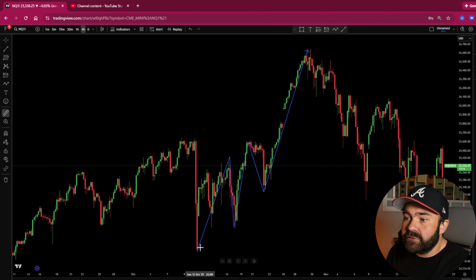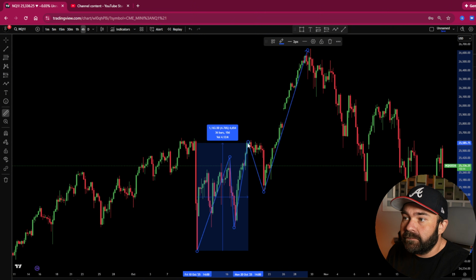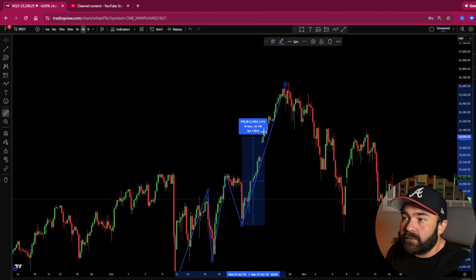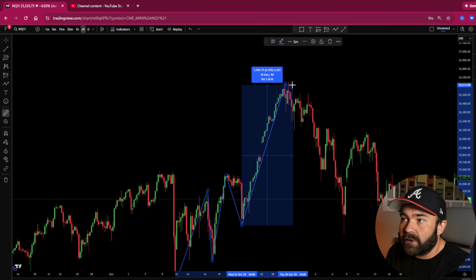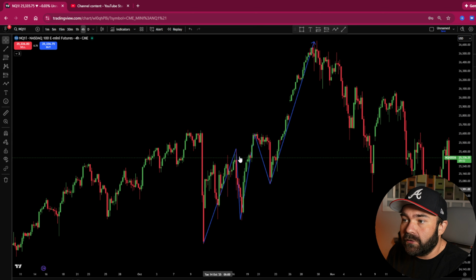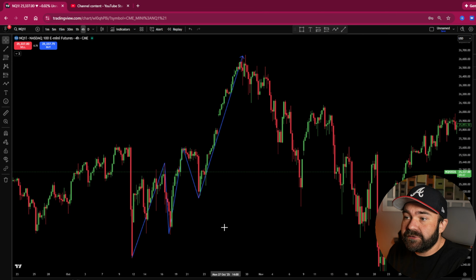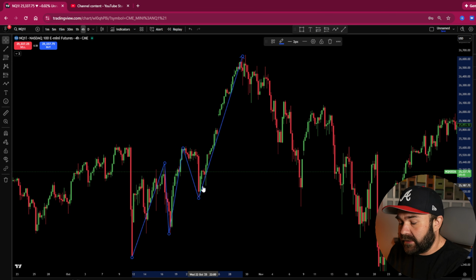We will get our ruler tool like we always do. We'll go from the bottom to this right here. That's 1,181 points. We then get our ruler here and we go up to the top. It's 1,576 points. This one leg alone, market movement, is bigger than all of this combined. This started back at the beginning of October. So that was when I first started talking about this.